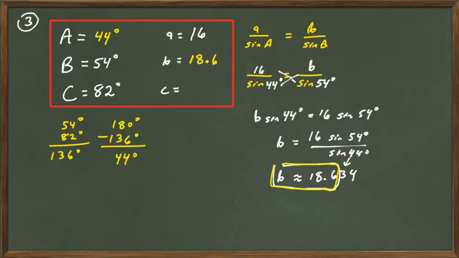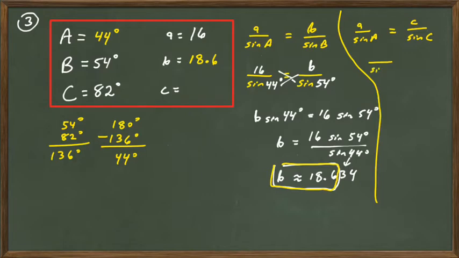18.6. So now I'm going to use a over sine A again, but this time with c over sine C. Some people like this section because it's really pretty rote. You're simply following a formula. So side a is 16. What was angle A? 44 degrees. Side c I don't know, but angle C is 82.